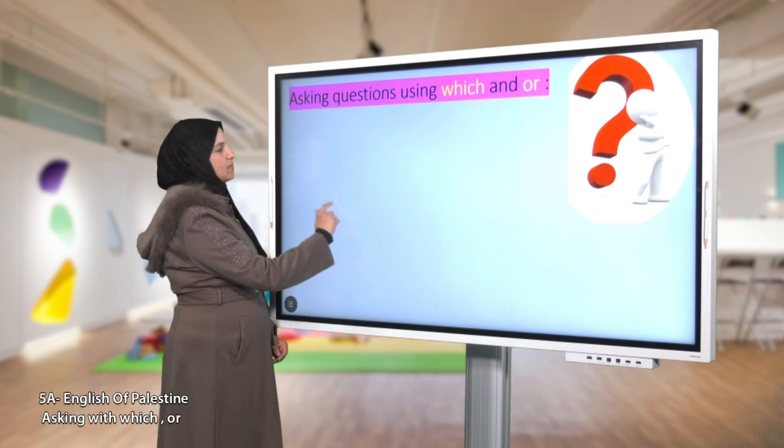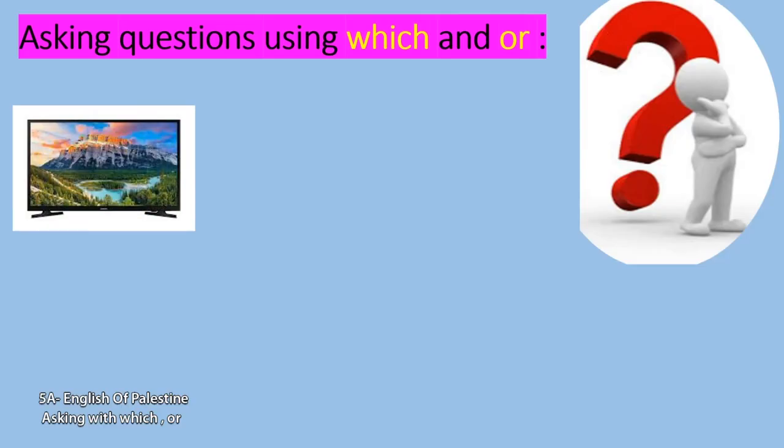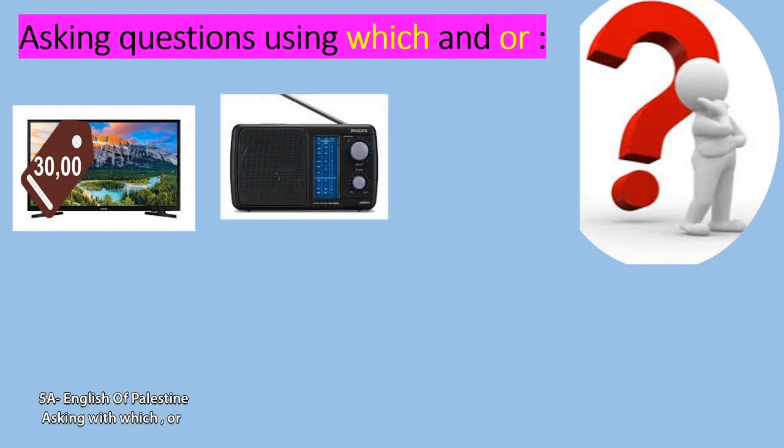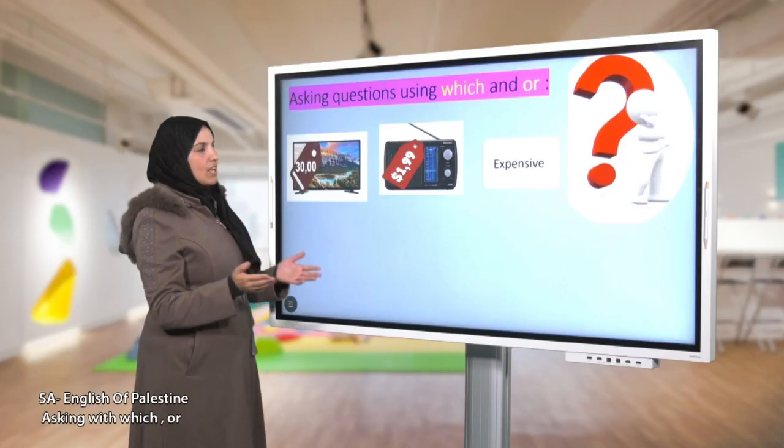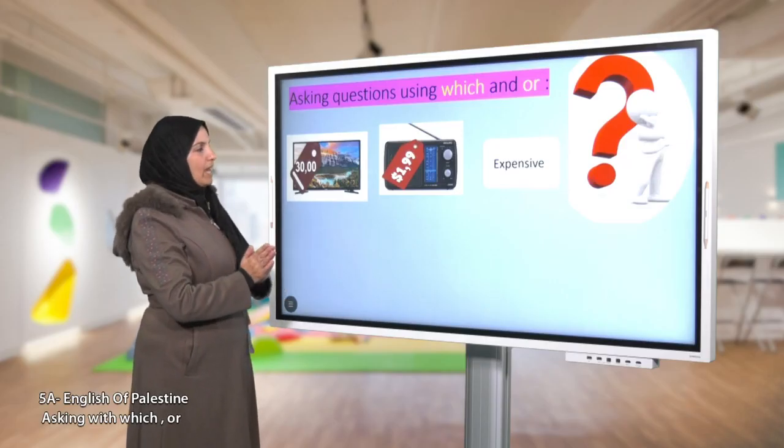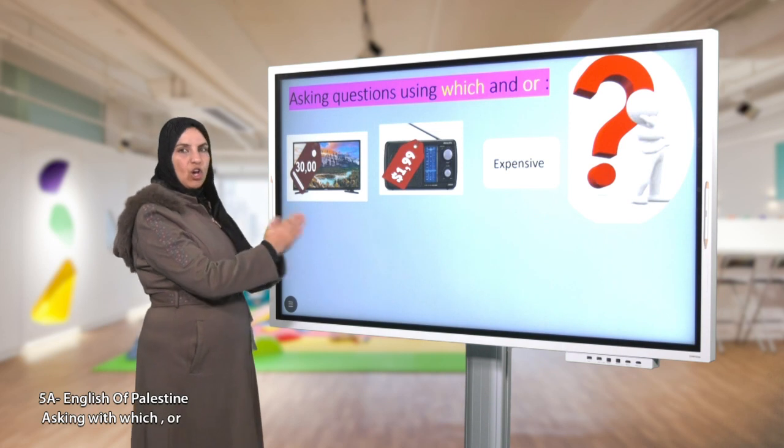Look at the pictures. What is this? Great, it's a TV. How much is this TV? It is $30. And what is this? It's a radio. How much is the radio? It's $1.99. We are going to use the adjective expensive. سنقوم بسؤال الطلاب، من هو الأغلى؟ TV or radio?